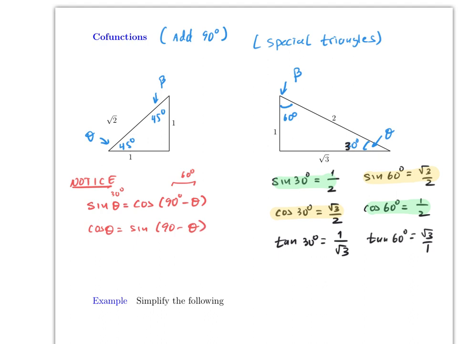So cofunctions just means that if the angles between sine and cosine add to 90 degrees, they give you the exact same value.